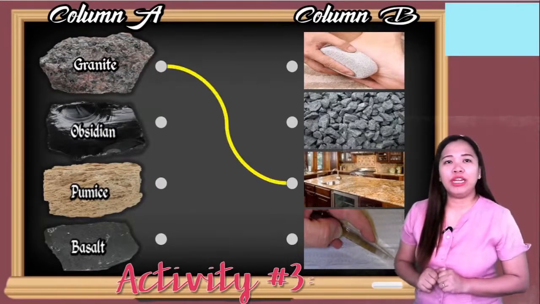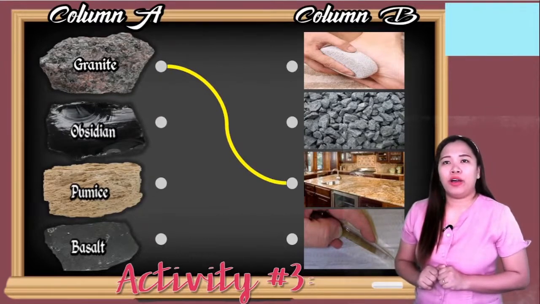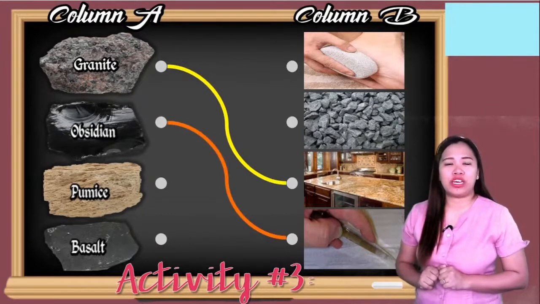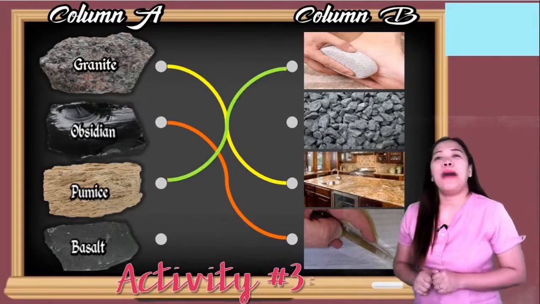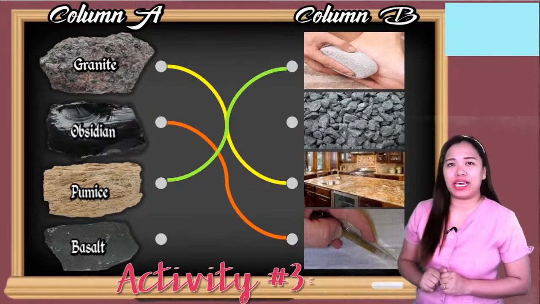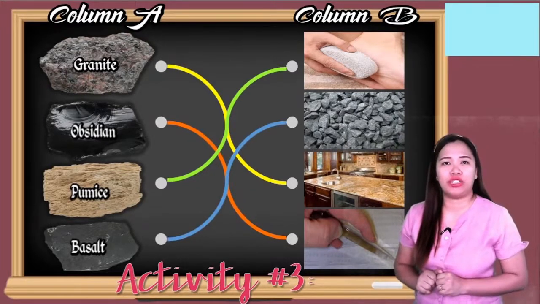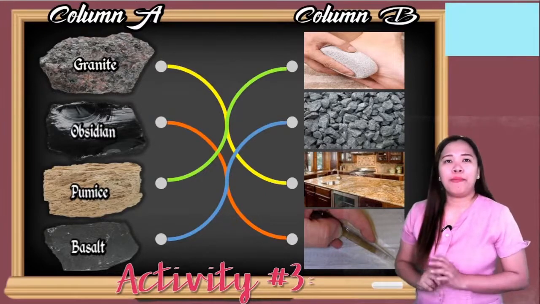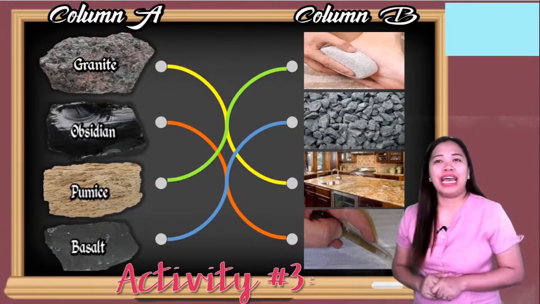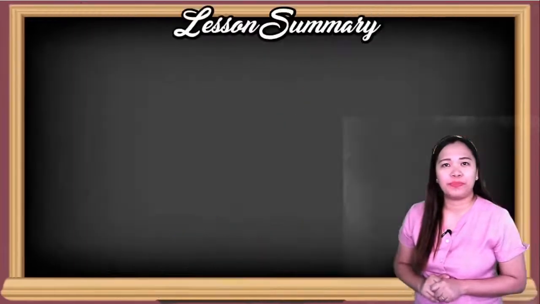Granite is commonly used in kitchen countertops and tombstones. Obsidian is used in making sharp tools and jewelry. Pumice can be used to remove dead skin cells and calluses, while basalt is used as aggregate in construction projects. Before we proceed with your assessment, let's have first a brief recall of what we have discussed.